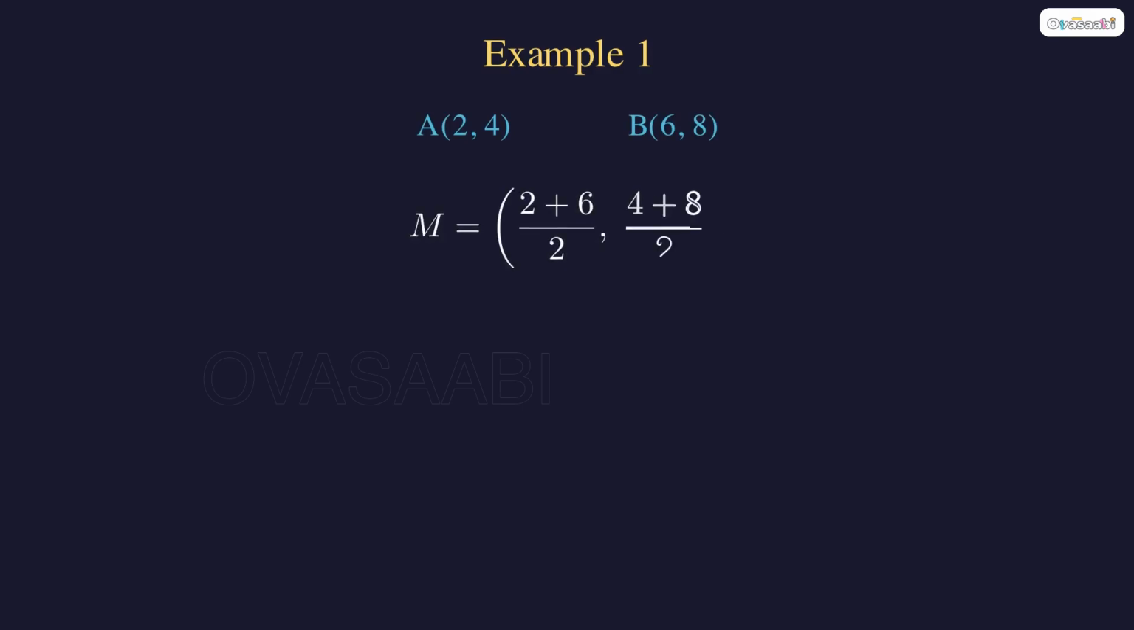Example 1. Find the midpoint of A(2, 4) and B(6, 8). Add the x values, 2 plus 6 is 8. Add the y values, 4 plus 8 is 12.